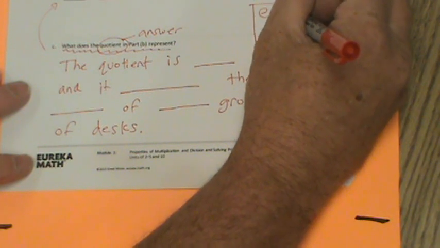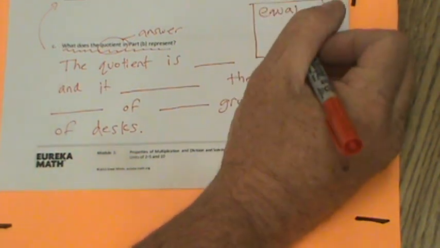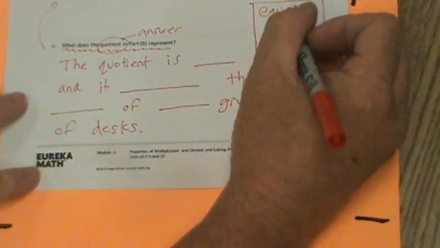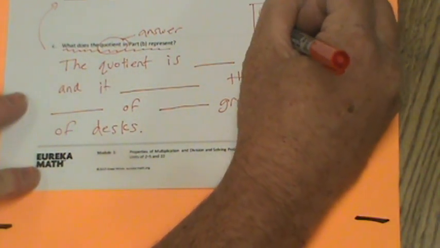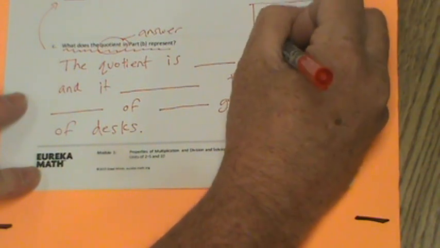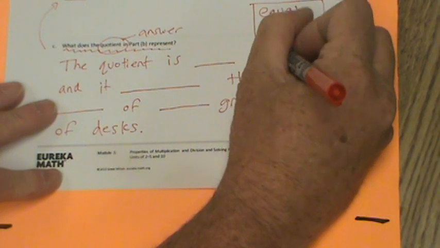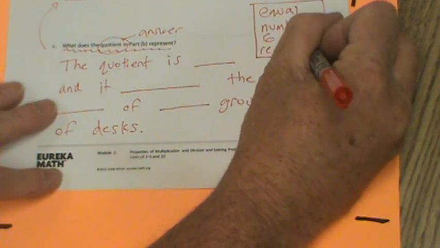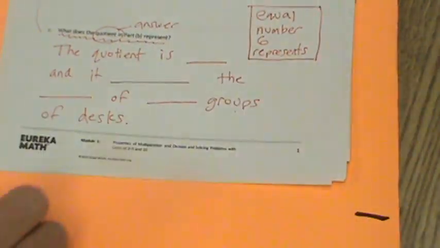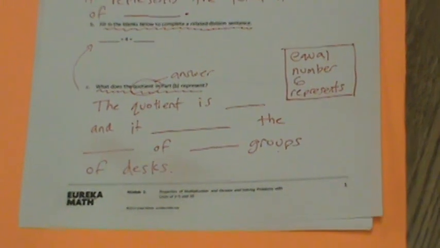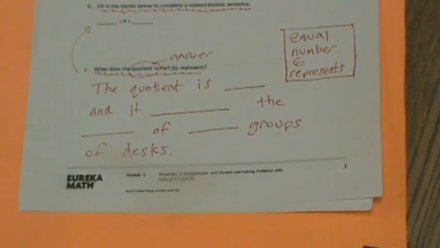Equal. Number. 6 and represents. So get all that down. All that information.